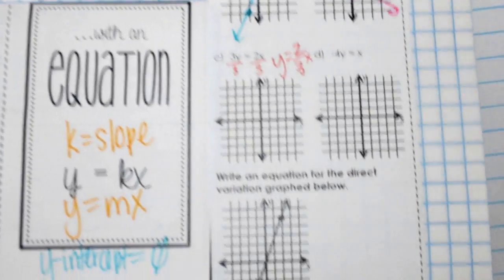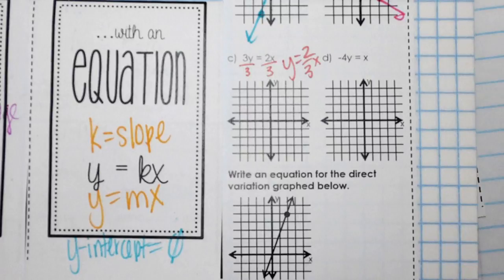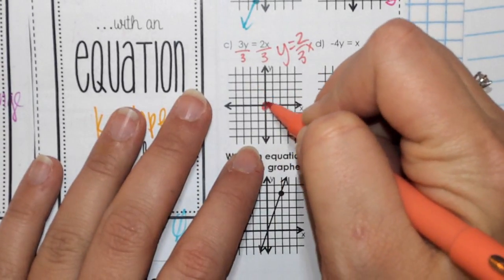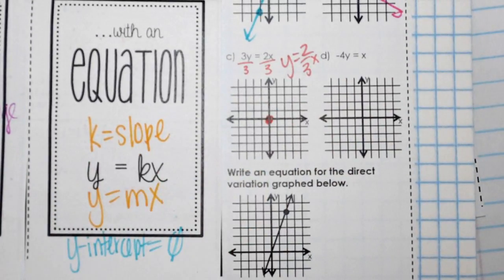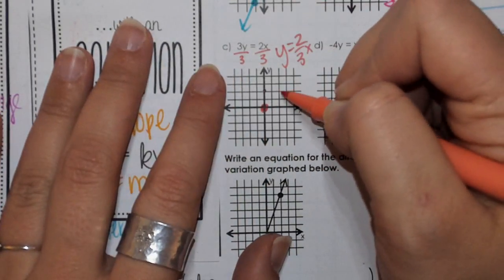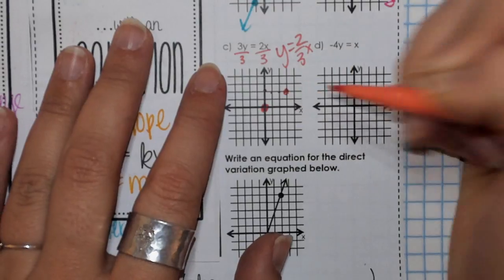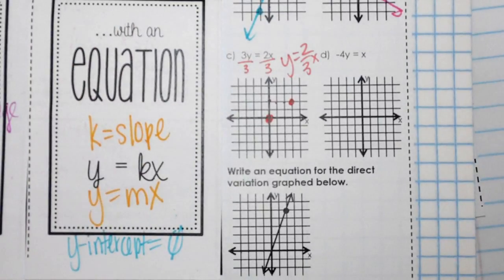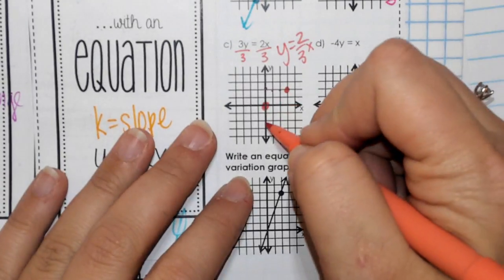So, what do we always start at? Alright, so everybody put a dot on the origin. Now, is it a positive 2/3 or a negative 2/3? Positive. So are we going to go up or down? Up. We go up how many? 2, and then over is not a direction. Right 3. Up 2, right 3. Now, where else can we go? Down 2 and to the left 3.